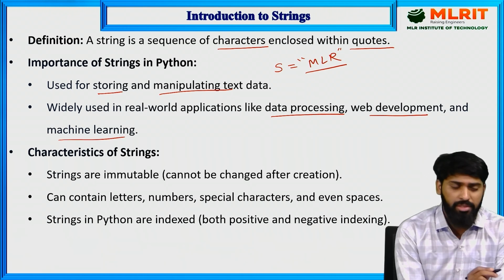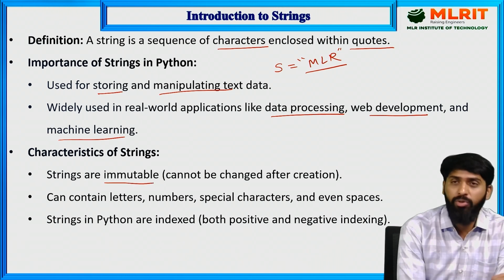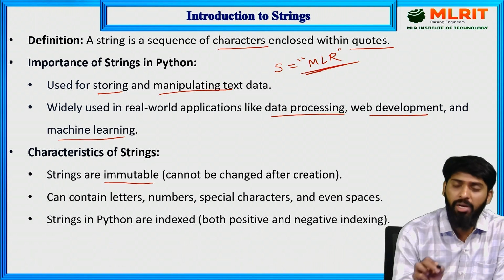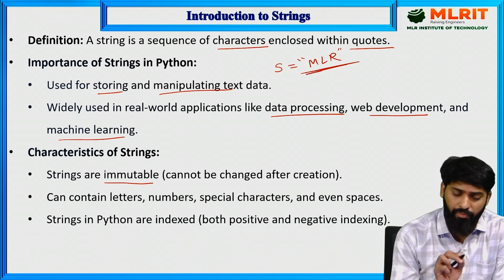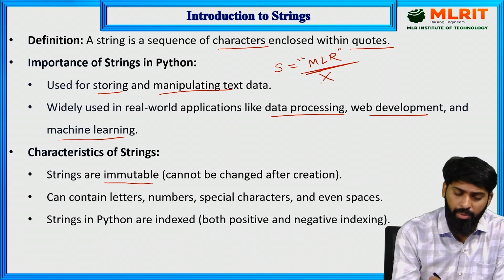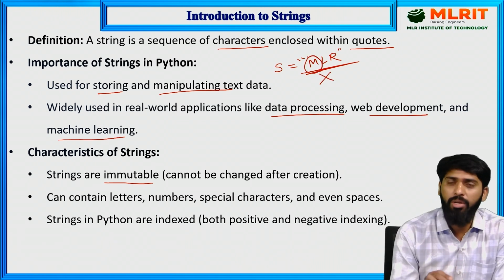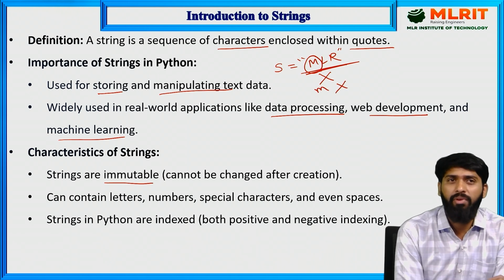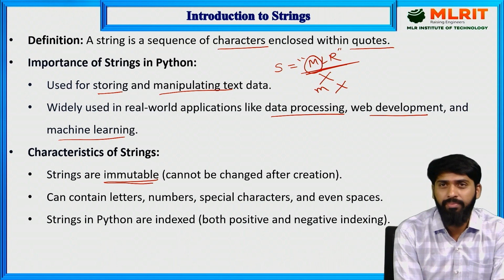Characteristics of strings. In Python, strings are immutable. Immutable means if I create a string like this, S equals to MLR, then further we are not able to modify this string. For example, this is the M, and I want to replace it with small m. That is not possible in Python. Why? In Python, strings are immutable.